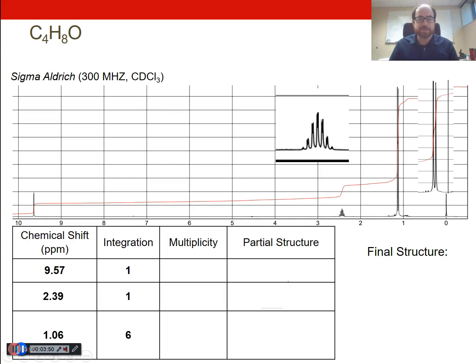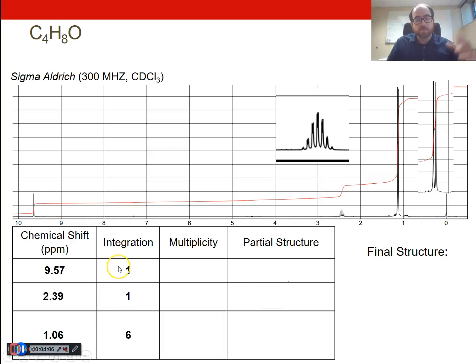So notice that I have 3 overall signals in my NMR. I have the peak here at 9.57. I have this more complicated splitting pattern here at 2.39. And then I have this larger peak here at 1.06.